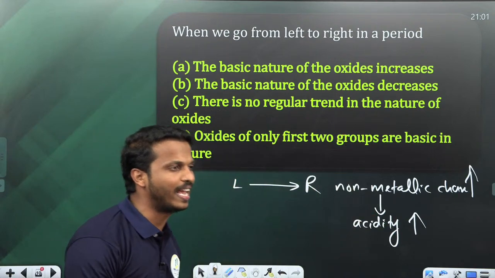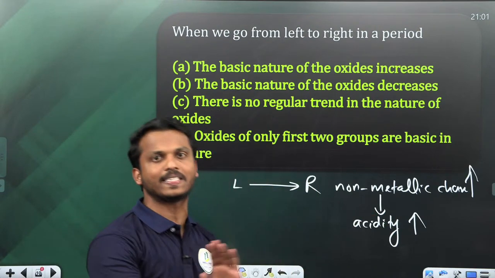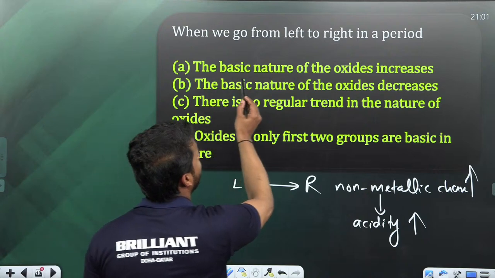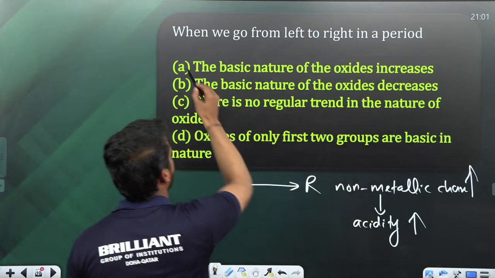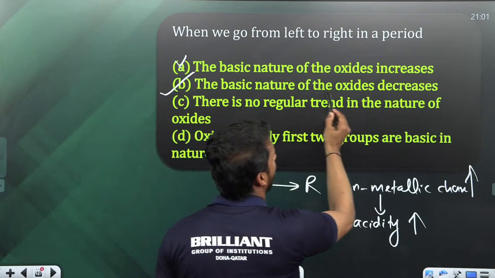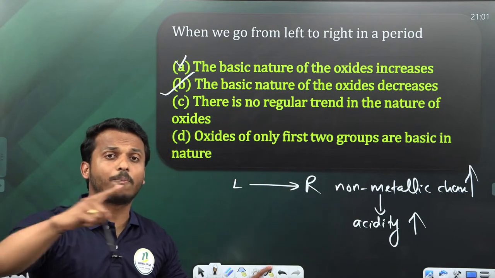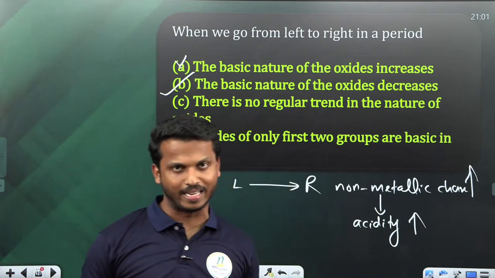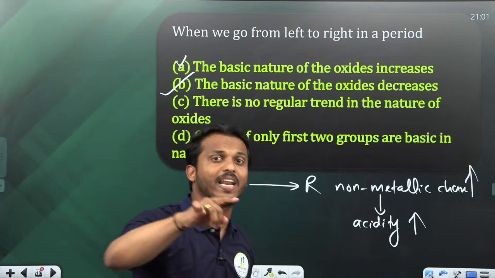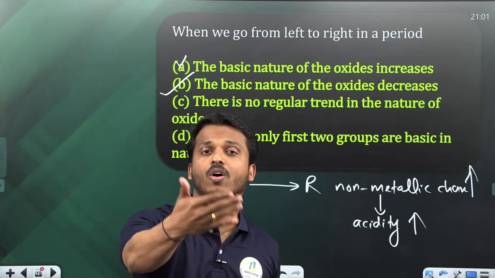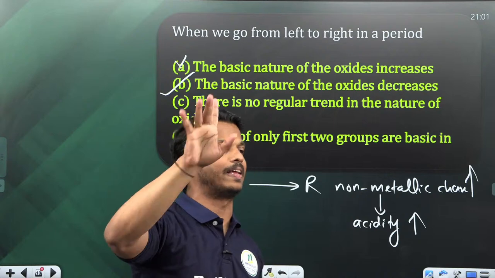That means we can say basicity decreases. So they said the basic nature of the oxide increases. No, the basic nature of the oxide decreases. Why is it so? Left to right, across a period, non-metallic character increases, meaning acidity increases, or we can say basicity decreases.